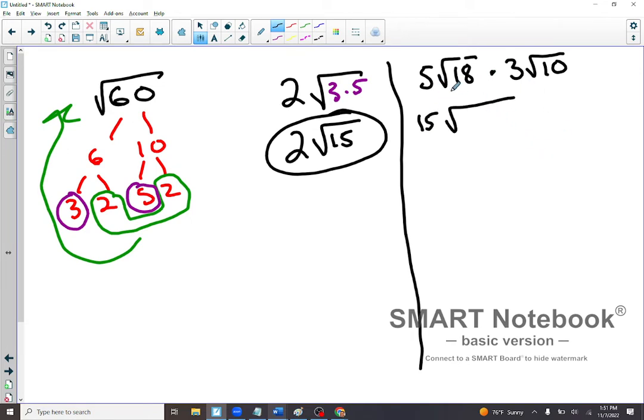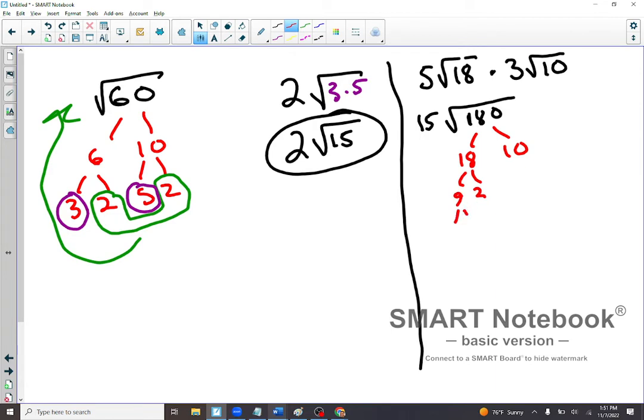Multiplying the inside numbers, 18 times 10 is 180. But we're not done. We want to simplify as much as possible, so we're going to break this down. I just multiplied to 180, so I know two things I multiplied to 180: 18 and 10. So I can start from there. Then I break it down.